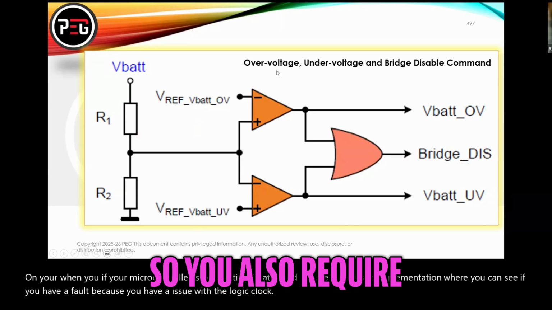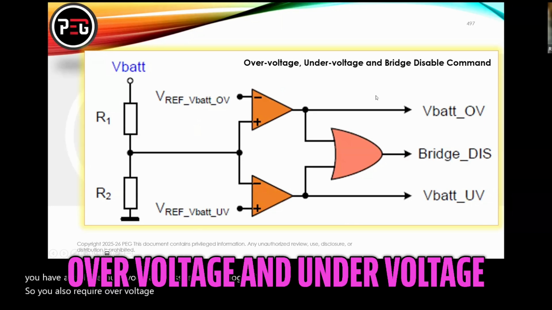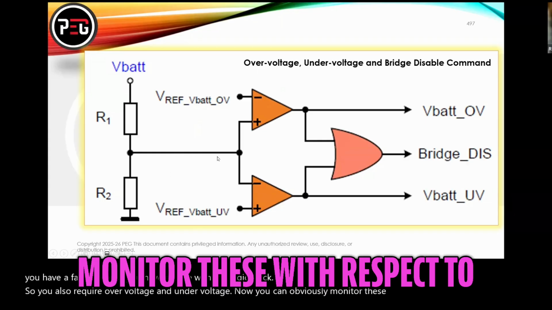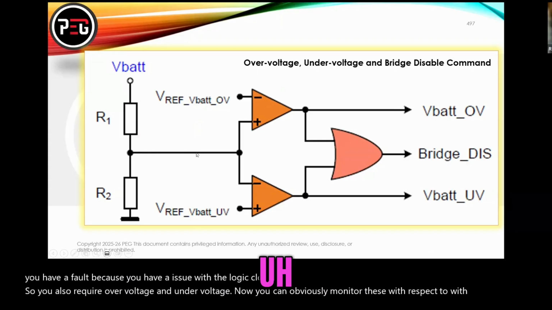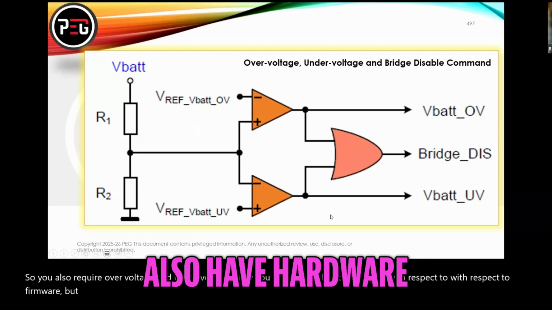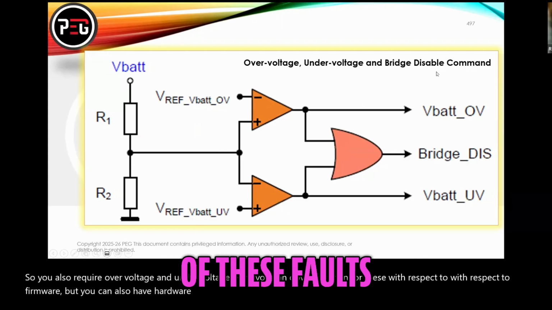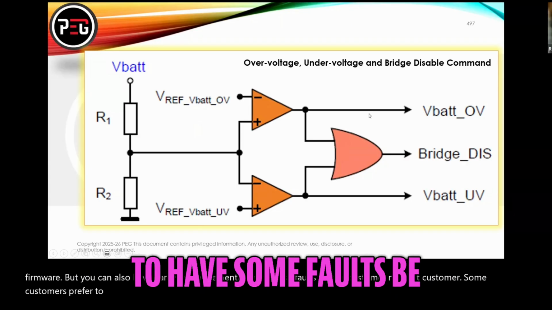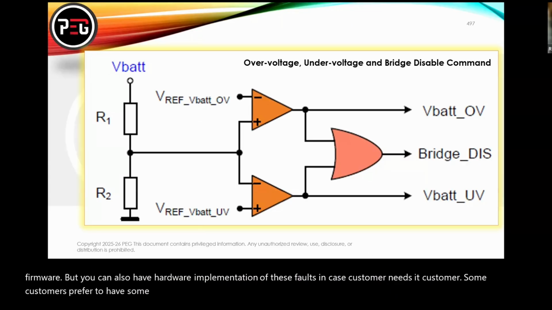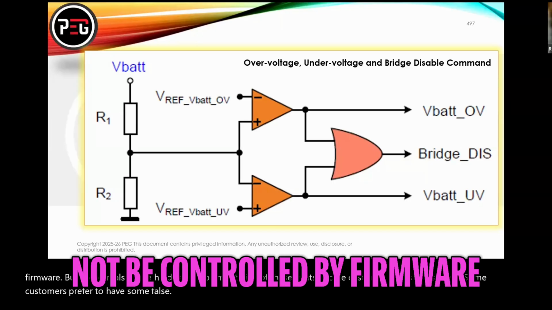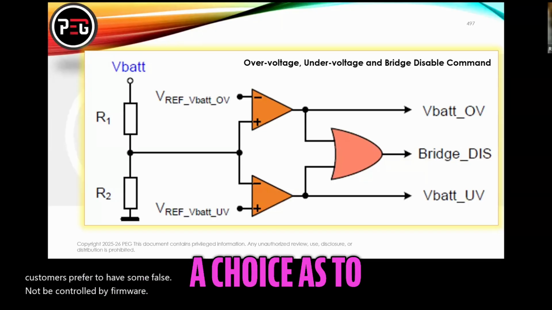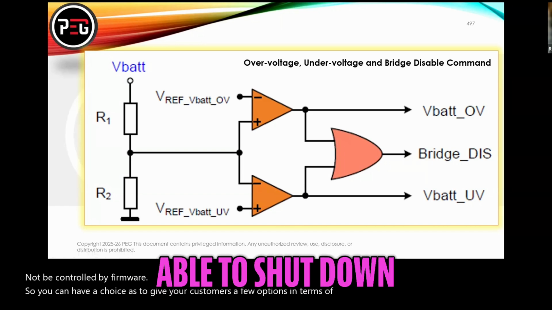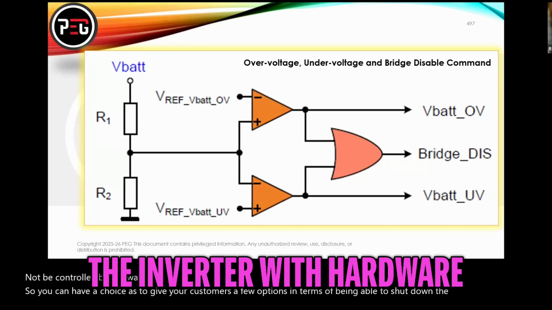So you also require over voltage and under voltage. Now you can obviously monitor these with respect to firmware, but you can also have hardware implementation of these faults in case the customer needs it. Some customers prefer to have some faults not be controlled by firmware. So you can give your customers a few options in terms of being able to shut down the inverter with hardware or with firmware.